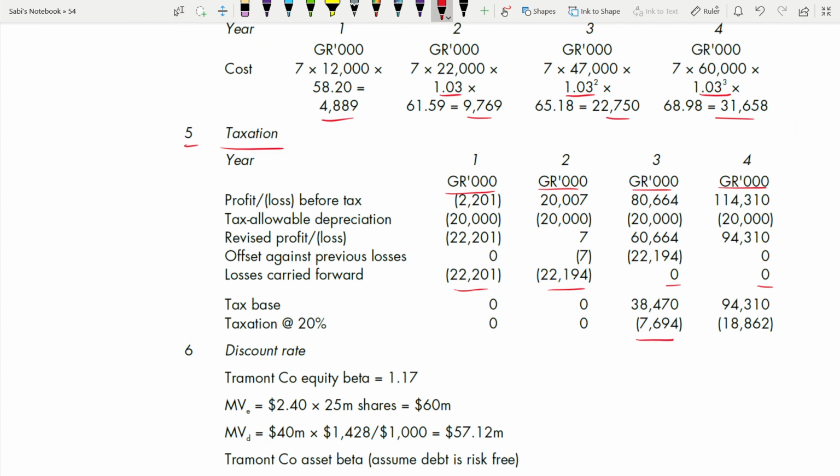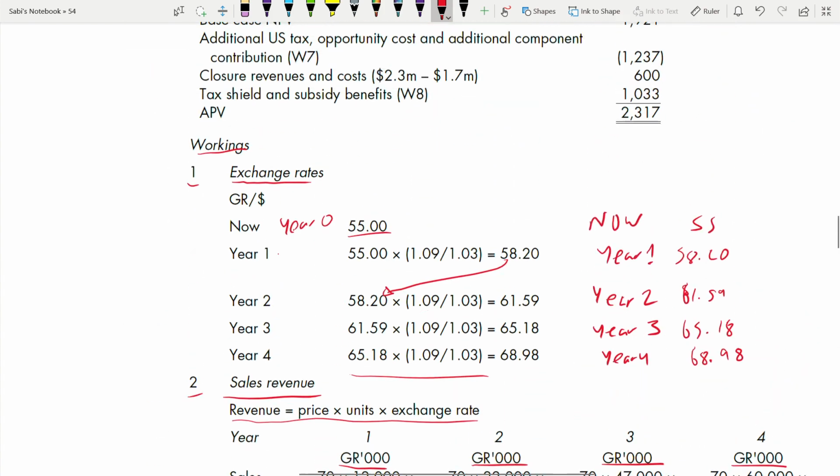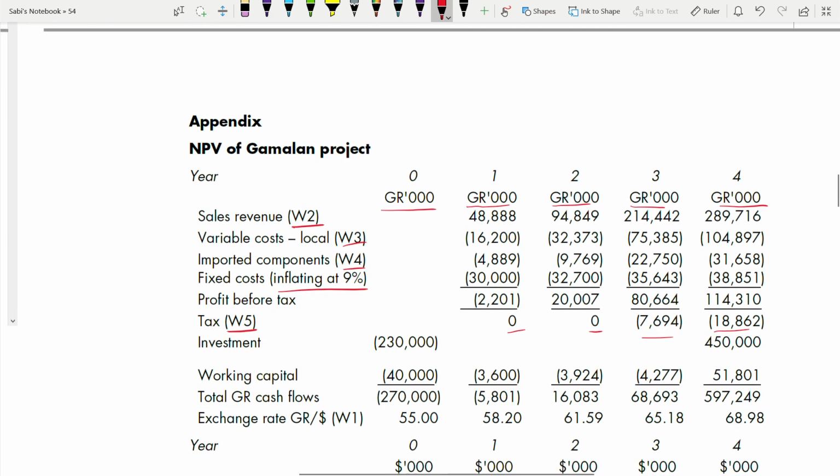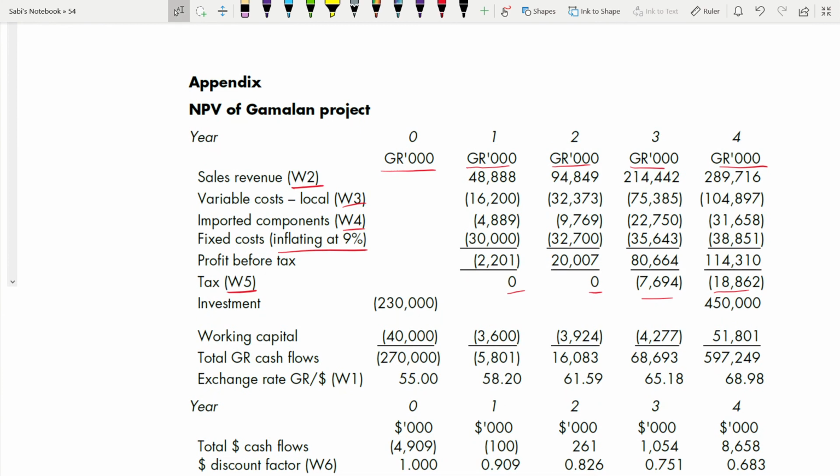Since it is tax, it will be a deduction only. You have to deduct this from here, the main table. So if you see here, it is 0, and this and this. Now, after tax comes your investment.